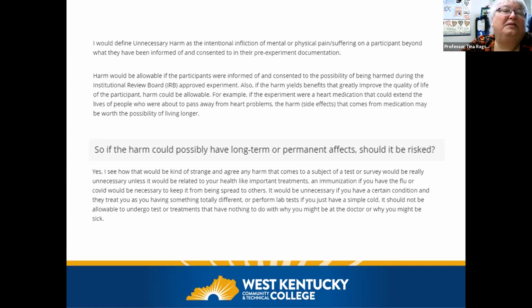Harm would be allowable if the participants were informed of and consented to the possibility of being harmed during the IRB approval experiment. Also, if the harm yields benefits that greatly improve the quality of life of the participant, harm could be allowable. For example, if the experiment were a heart medication that could extend the lives of people who were about to pass away from heart problems, the side effects that come from the medication may be worth the possibility of living longer.